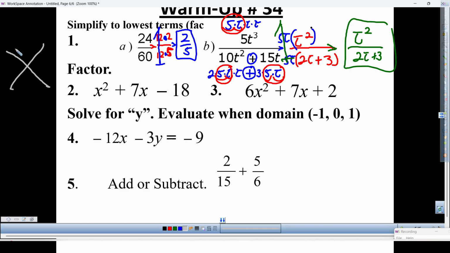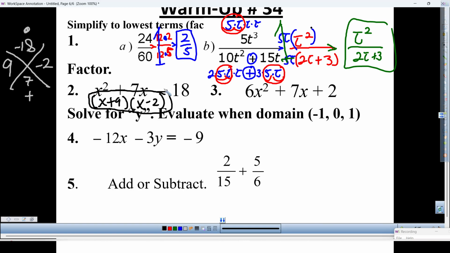Number 2. What number goes on top? Negative 18. What number goes underneath? 7. What two numbers multiplied give me negative 18 that when you add them give us positive 7? 9 and negative 2, is that correct? 9 times negative 2 is negative 18. 9 minus 2 is 7. So my factors for this one are x plus 9 and x minus 2. Notice I'm going a little bit faster now, yes? Okay? We got that from there. All right, let's go with this one.